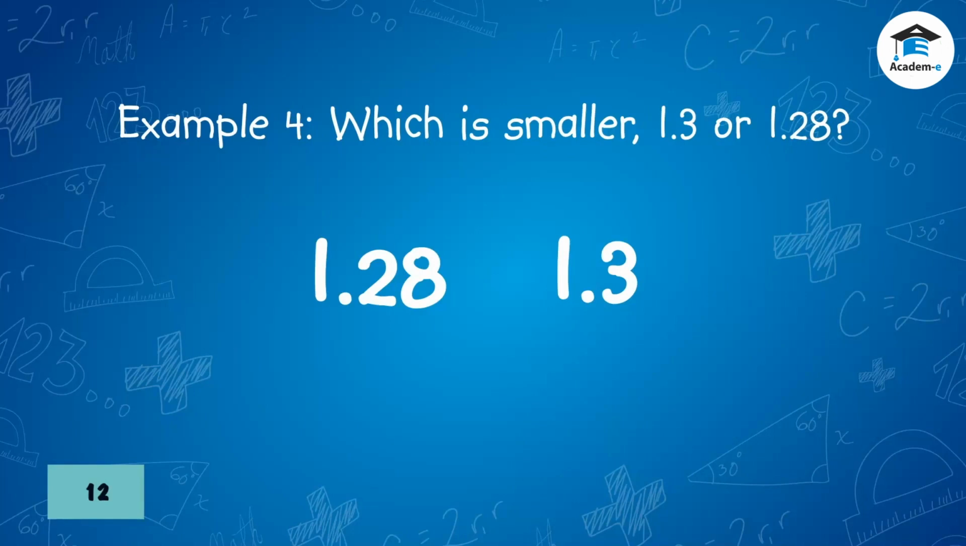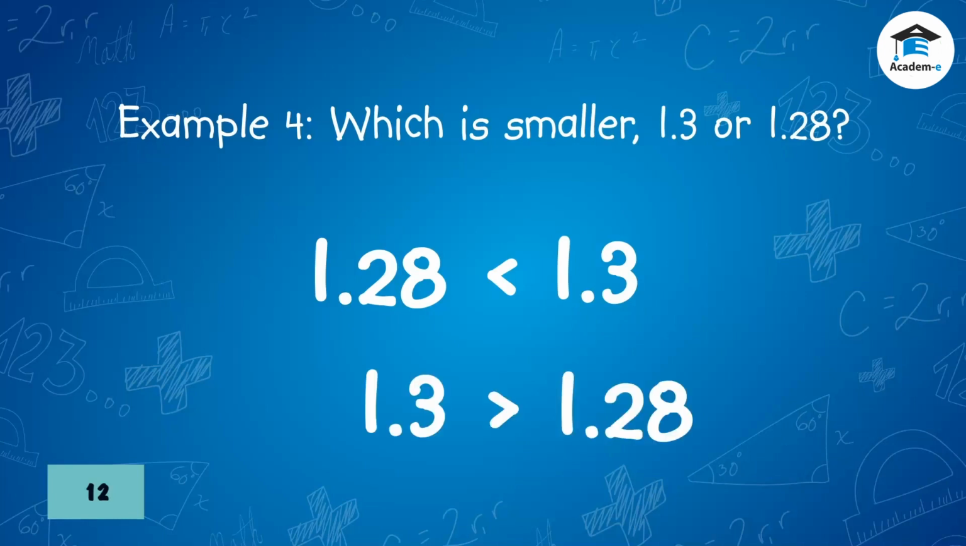Now, let's identify which is smaller between 1.3 and 1.28. Let us compare the place value of each digit from left to right. The ones digits are the same. Therefore, we have to compare the tenths digits. Since the tenths digit in 1.3 is greater than the tenths digit in 1.28, then 1.28 is less than 1.3 or 1.3 is greater than 1.28.